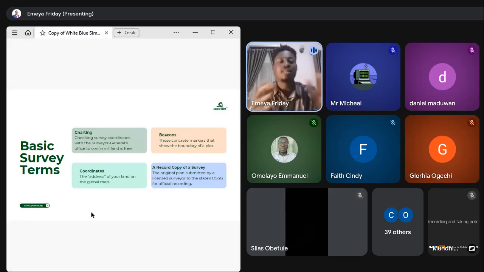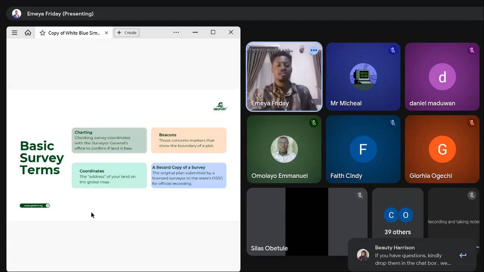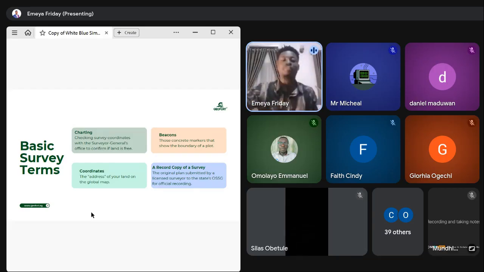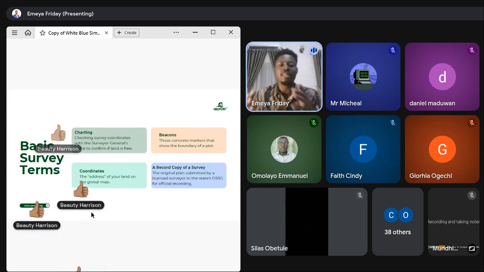Because we've seen instances where clients will send a survey plan to us, but the coordinate on the survey plan is not the same as the coordinate on the land. They've faked the coordinates. They pick coordinates of a land that is free, and they write it on the survey plan of the land that is not free, so that they can sell. You can't detect this as a realtor. You need a professional. That is why we are due diligence specialists.